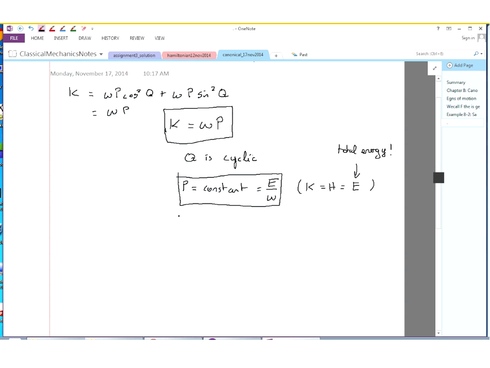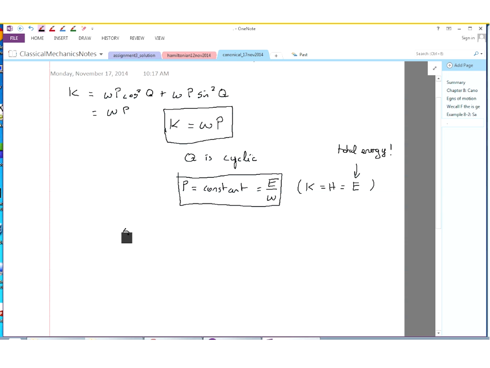So the trick here, of course, is to figure out the function f, which is not necessarily trivial, but given that function f, you now see that the Hamiltonian in the transformed coordinates is trivial. It's just omega p. And so Q is cyclic and the total momentum is constant. You find that out immediately.